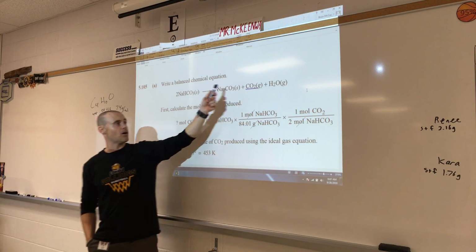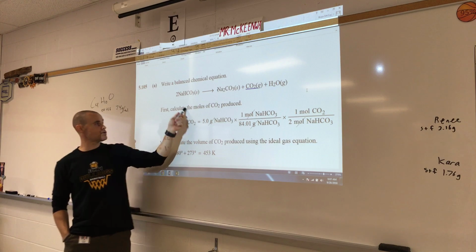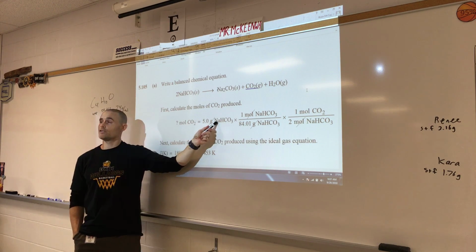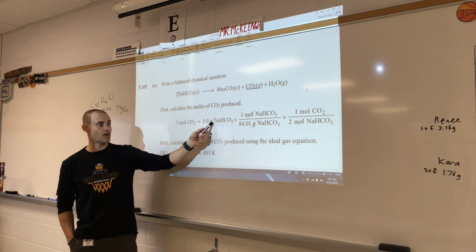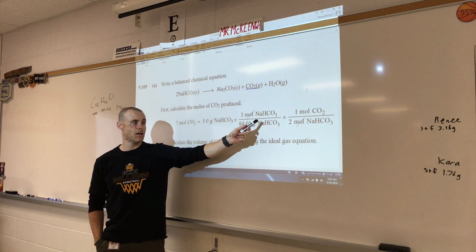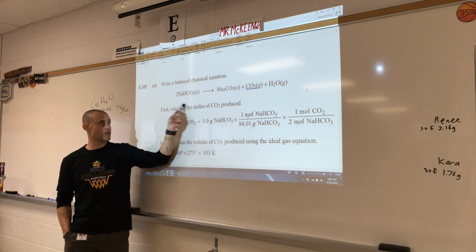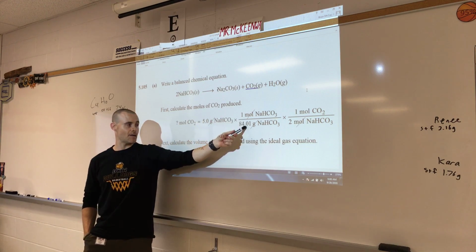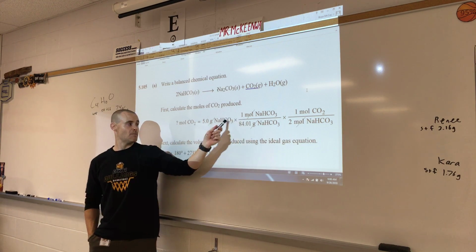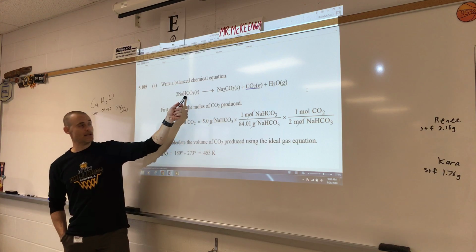It's a 2-to-1 ratio. Turn your grams of baking soda into moles of baking soda, and then you would divide that by 2, right? Whatever this number is, 5 divided by 84, they do it all in one step. So 5 divided by 84 is moles of this.